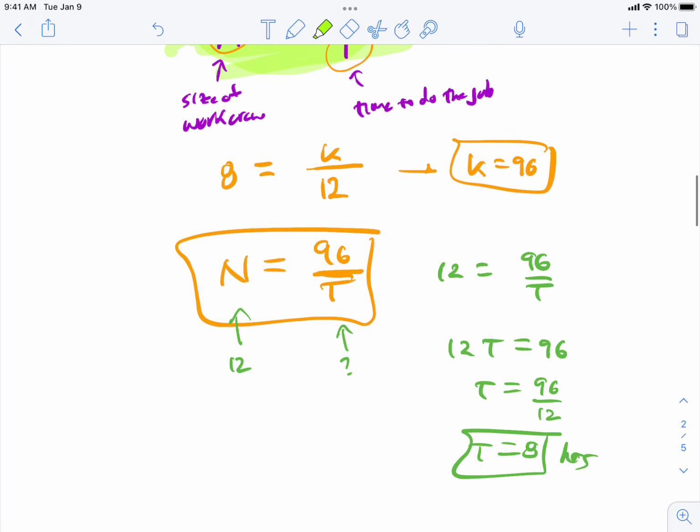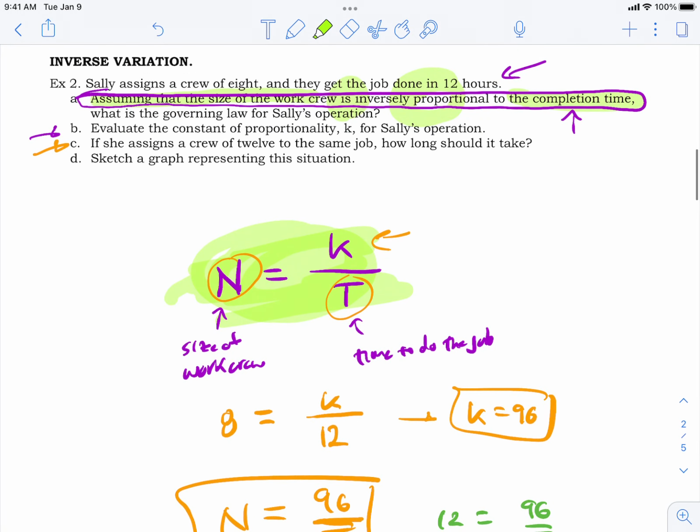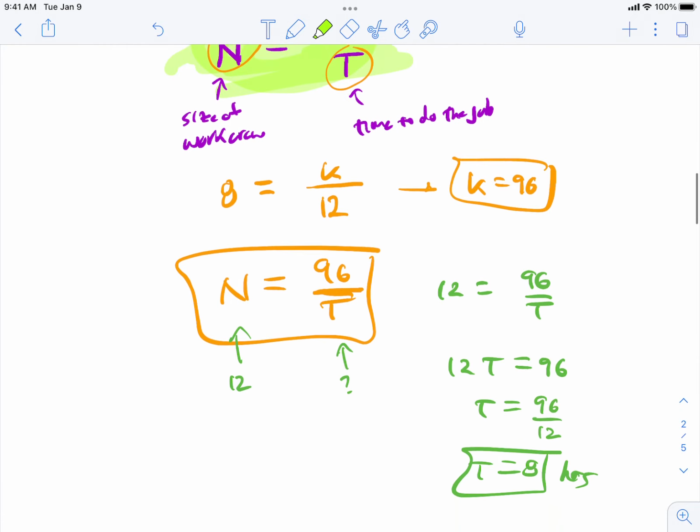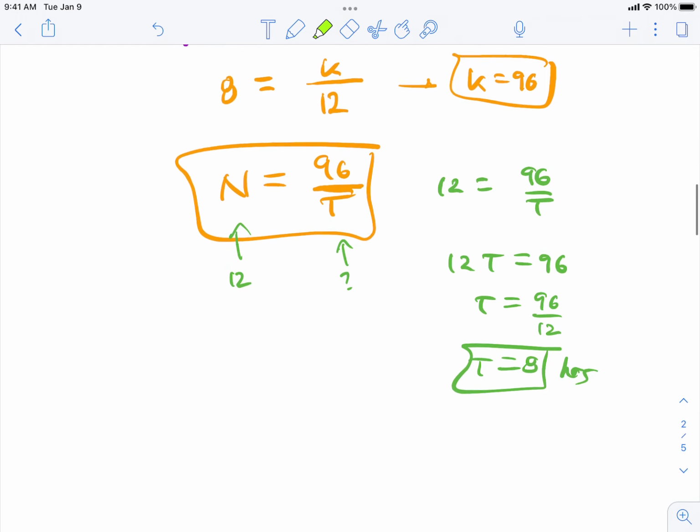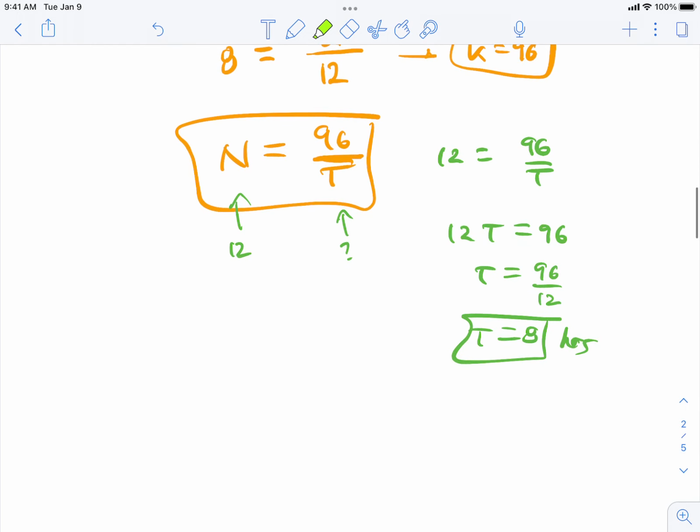Which, by the way, is kind of interesting, isn't it? If you think about it, a crew of 8 took 12 hours. A crew of 12 took 8 hours. It turns out that 8 times 12 comes out to 96. And so however you set the size of the crew, it's always going to be the case that the size of the crew times the number of hours is going to be 96. In the old days, we used to call those man hours. I don't know what you call them nowadays. Staff hours or something like that.